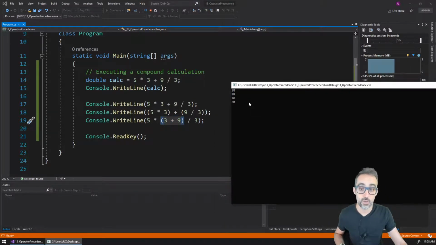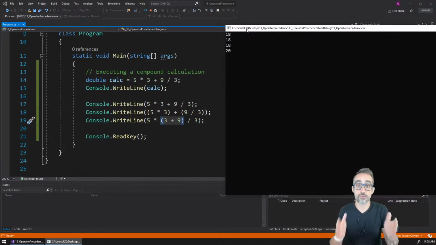So remember that the regular rules of mathematics when it comes to precedence apply. But if you are unsure, or if you want to make sure that the result is exactly what you expect to get, feel free to use parentheses to force your own precedence however you want that to behave.